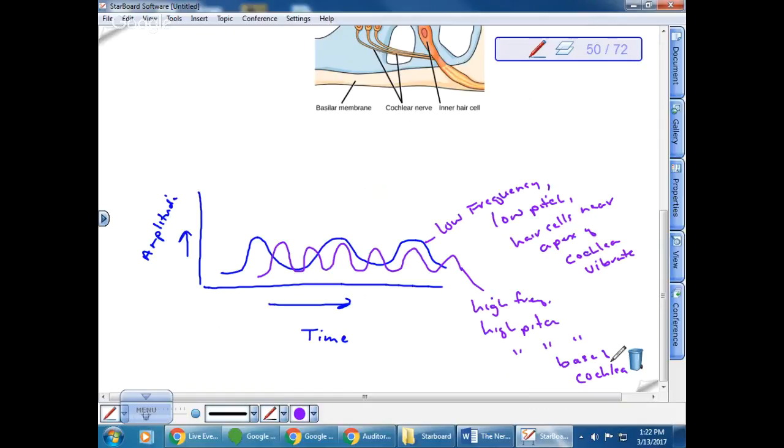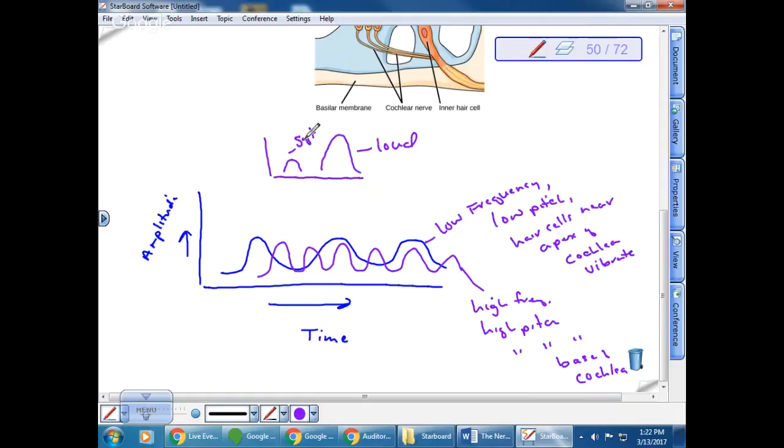Okay, and so then the amplitude has to do with the size. So this would be a soft sound, and this would be a loud sound. This would be loud, and that would be soft. And this actually has to do with how far the hair cells will bend. There is a point where the hair cells will bend so far that they don't pop back up again, and then you get hearing damage.